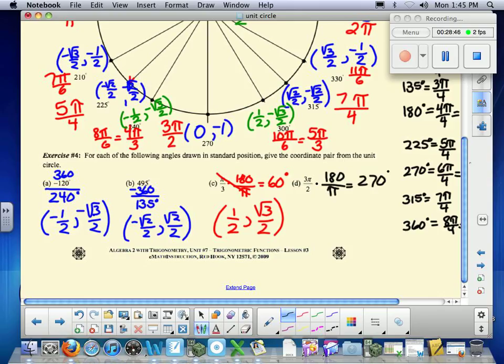Wait, what are we converting to? Back to degrees. Yeah, but that's on, like, over 0, down 1.